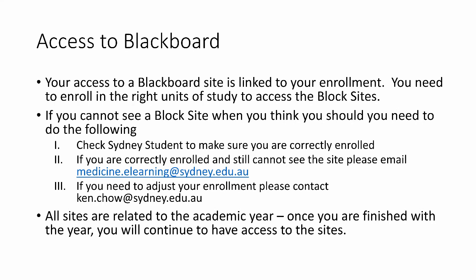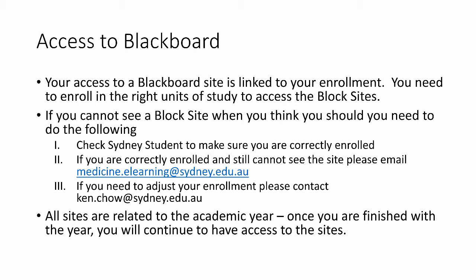If you have enrolled in a particular unit of study, you will have access to that unit's respective block site. We've done this to make sure that you are all correctly enrolled in the right units of study. For this reason, if you cannot see a Blackboard site which you think you should have access to, please check Sydney Student to make sure that you are in fact enrolled in the correct units of study. If you're repeating a year or have other special arrangements, you may need to contact the e-learning team to add you to the correct sites.